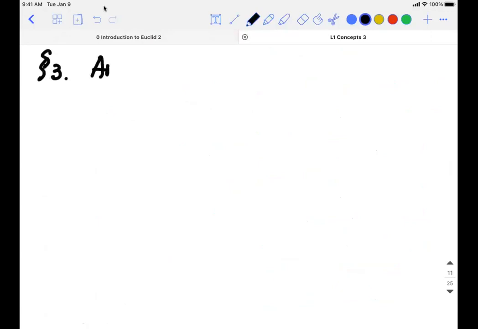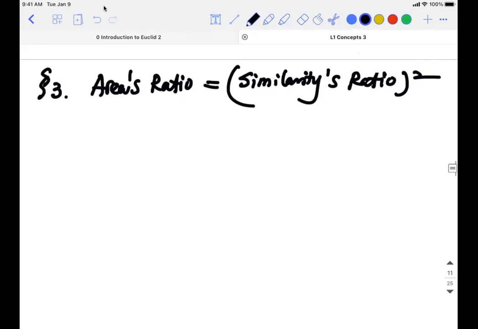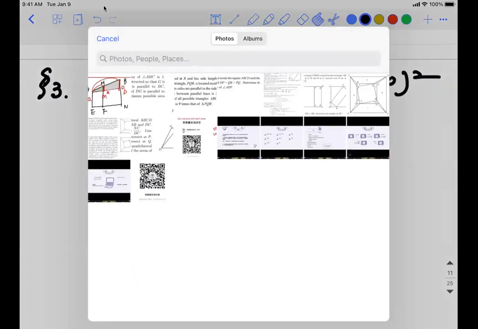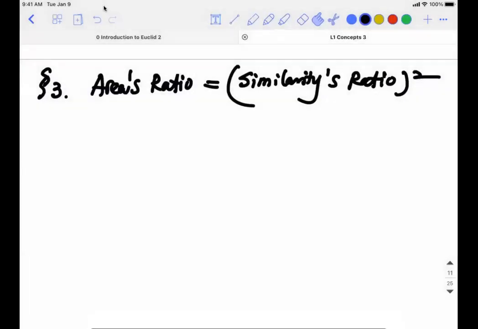Like I said, the areas ratio is going to be the similarity ratio squared. You want to take a perfect square as long as you see similar triangles. Trust me, this one is not only used for Euclid, but for AMC and all those kinds of math competitions across the world. They use this very often. This is something very important. So let's go for our sample problem for such a thing.